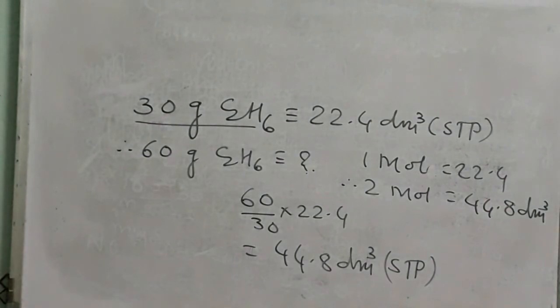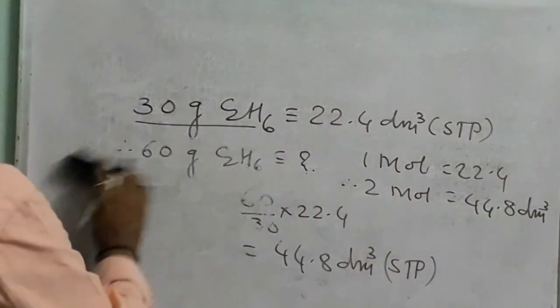44.8 dm cube. So in this way he may give you mass in terms of gram. You may convert it into moles, or you can directly keep it in the equation. By both ways you will get the answer. See which question appears on your screen now. The next question.